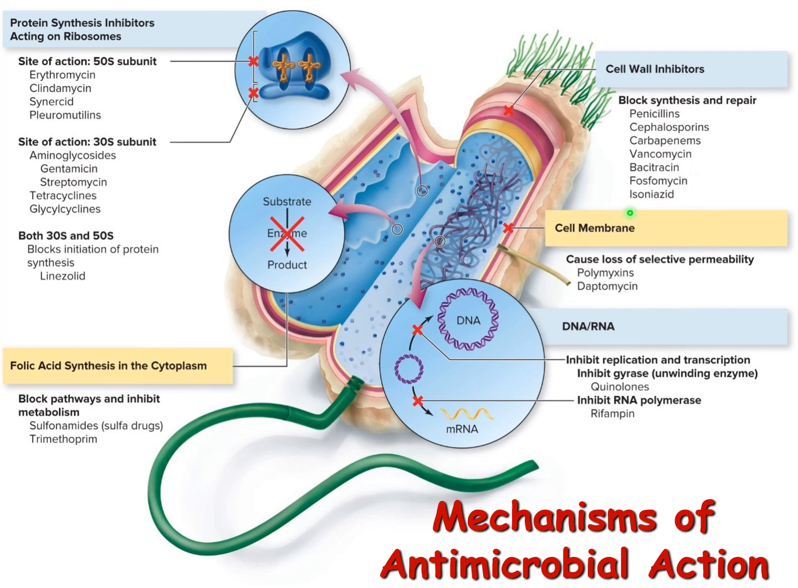The second area where antibiotics can work is at the cell membrane. And this would include the polymyxins and daptomycin. What both of these groups of antibiotics do is cause loss of selective permeability. So now things that normally would be screened out can get in and cause problems in the cell, or things that normally are held in the cell will actually leak out.